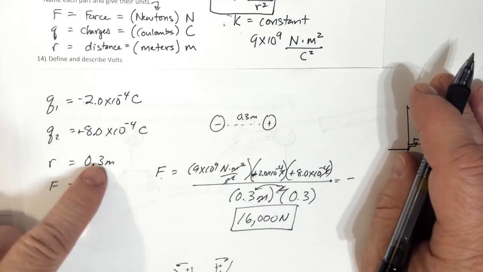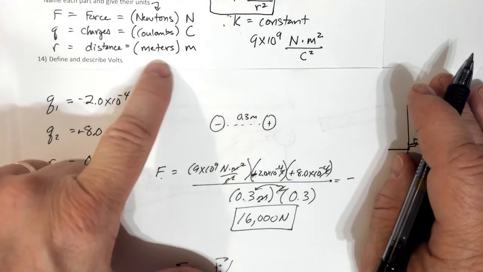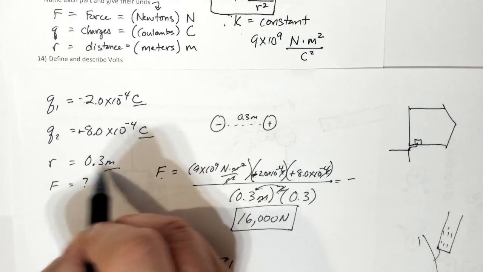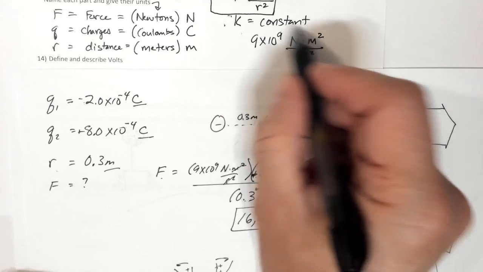So just plug your numbers in, make sure you write a list. Q's are charges, R's are distances. You can find them by the letters after you know where they belong. And F is newtons, and K is the same number every single time.